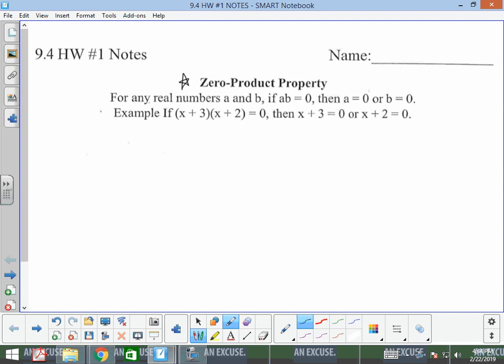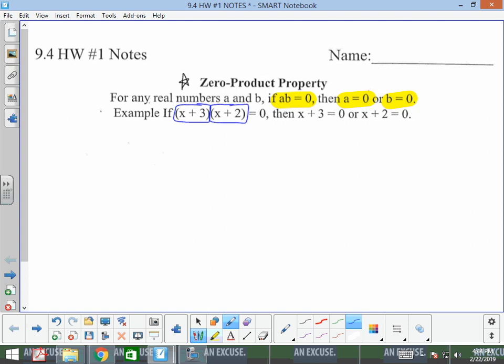This is called the zero product property. What it says is, for any real numbers a and b, if a times b equals 0, then a is equal to 0, or b is equal to 0. And that kind of makes sense if you think about it, because anything multiplied by 0 gives you 0. So one of these is equal to 0.